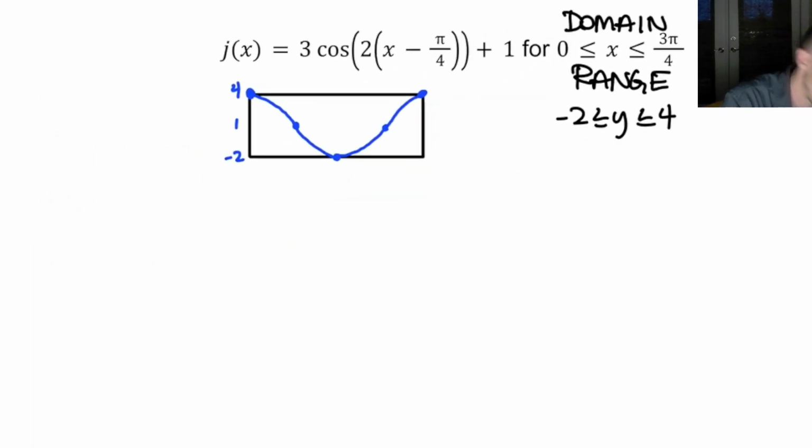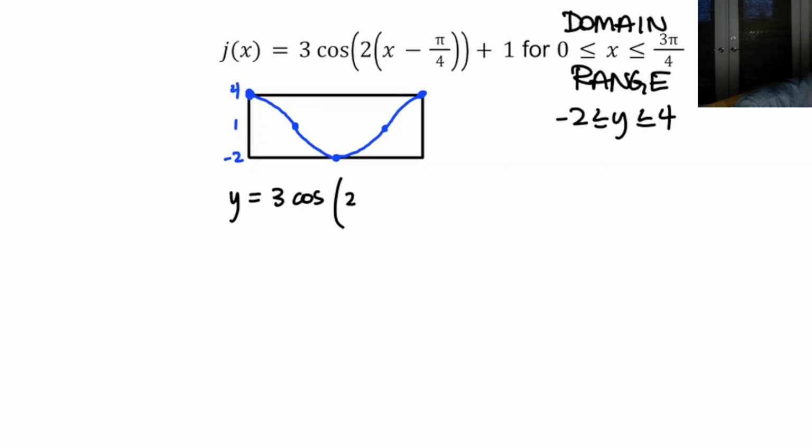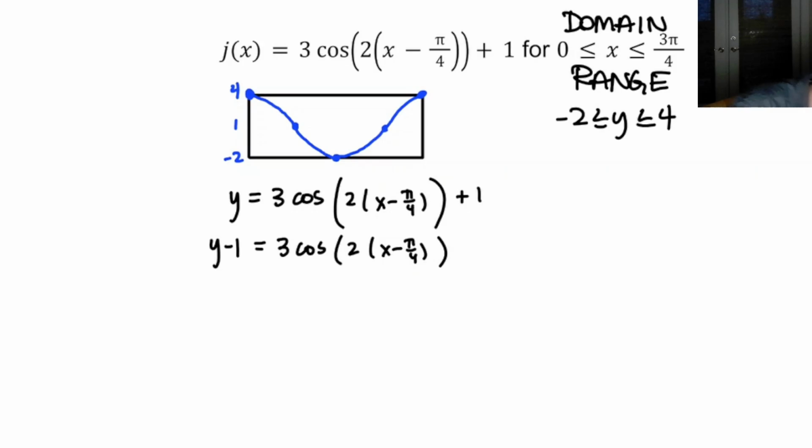Okay, now I'm going to go about solving for this algebraically. y equals 3 cosine of 2 times x minus pi divided by 4, and then add 1. So I just got to start solving for x, and so I'm going to do reverse order of operations. Get rid of the addition and subtraction first. So I'm subtracting 1 from both sides. I still have 3 times cosine of all this stuff. And I'm committed to showing you all the steps, so I'm going to divide by 3.